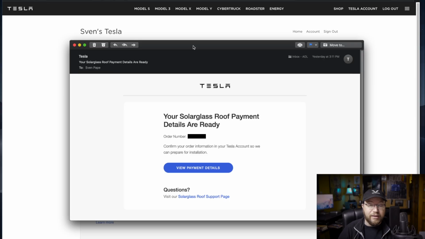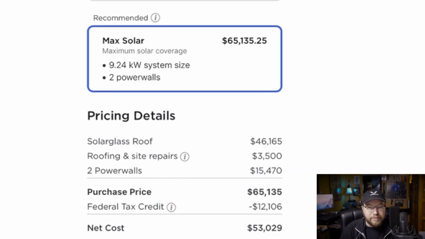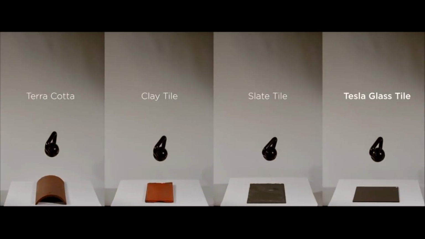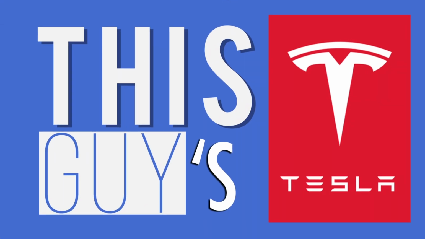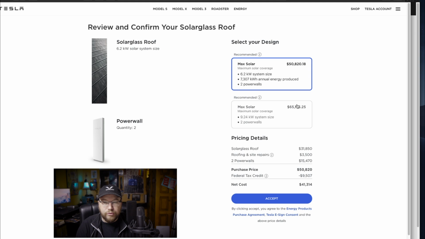Today is December 10th on a Tuesday. I just got the email yesterday from Tesla that my quote for the solar roof is ready and I can now pay for it. $65,000. So first of all, this is actually my second quote, and you see actually there are two quotes here.